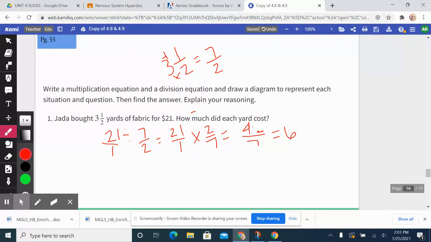Okay, so now my multiplication equation is going to be this 3.5 times 6, and that's going to give me the 21. So under number 1, you should have that.